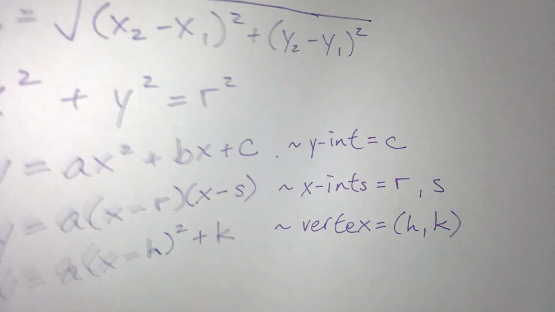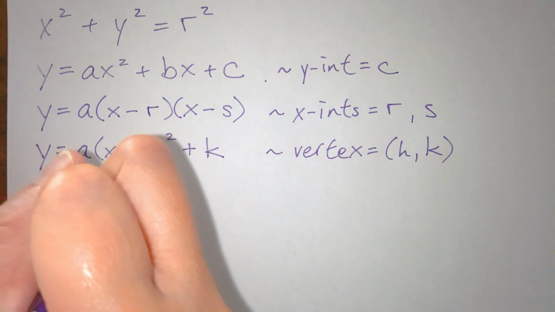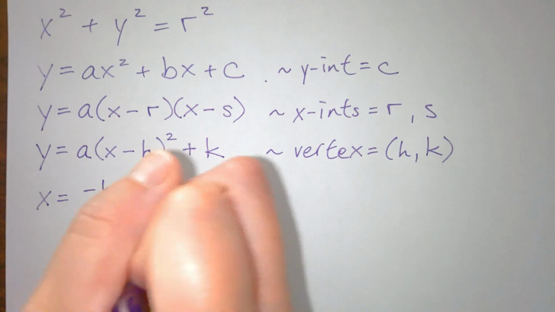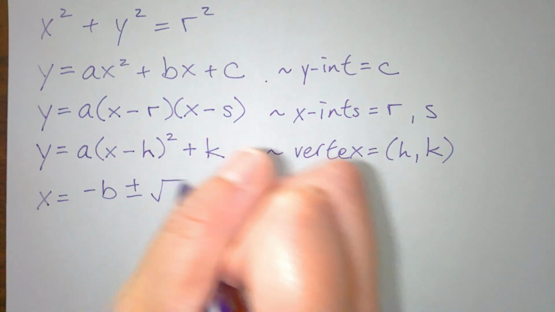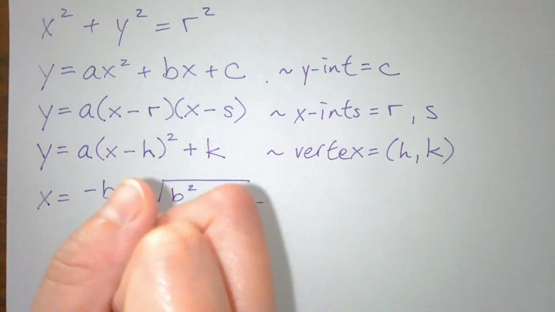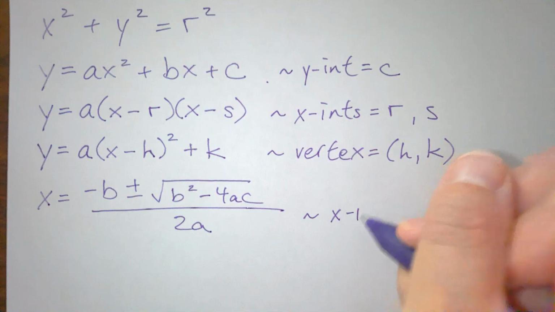Okay, so now quadratic formula. Negative b what? x equals negative b plus or minus the square root of b squared minus 4ac, over 2a. Good. And this tells you your x-intercepts.